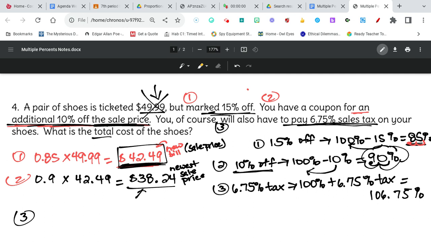6.5% sales tax. Now this says what's the total cost because it's total again. That's why I'm going to be adding 100, not subtracting from 100, because it's asking for total. So tax makes things go up. So I'm going to add that 6.5% tax to my 100-cent bill. Okay. The new 100-cent bill is this one, that newest sale price.